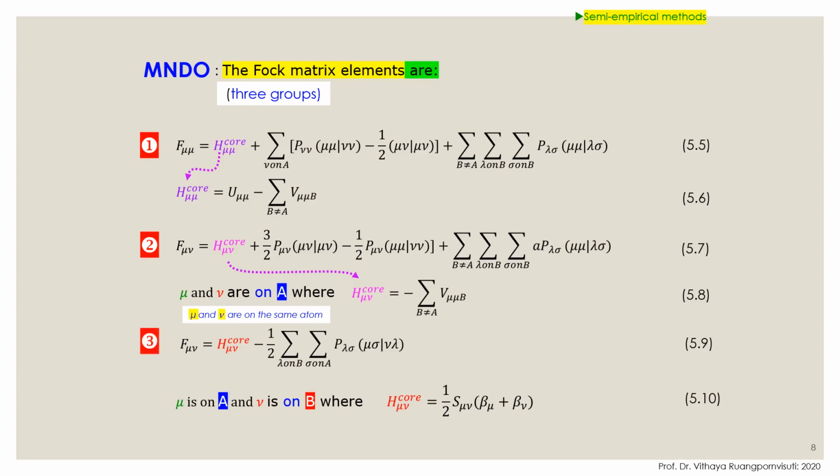The third group, F mu nu, can be calculated using equation 5.9, where H core mu nu is equal to 1 over 2 S mu nu, times the summation of beta mu plus beta nu, where mu is on A and nu is on B atoms.